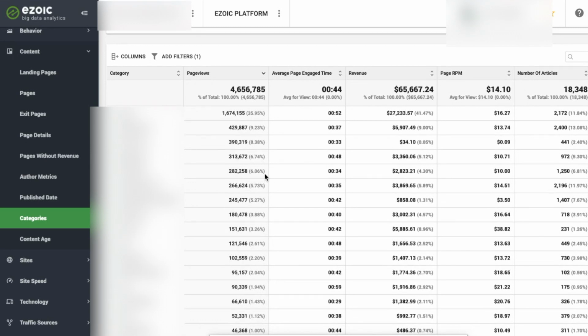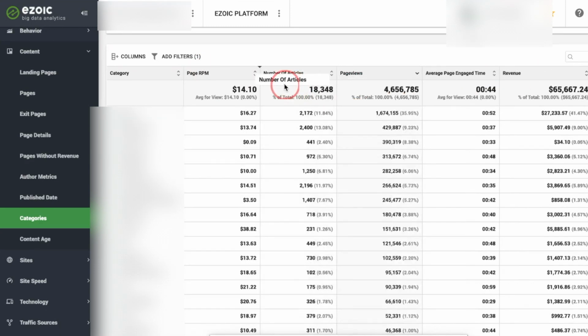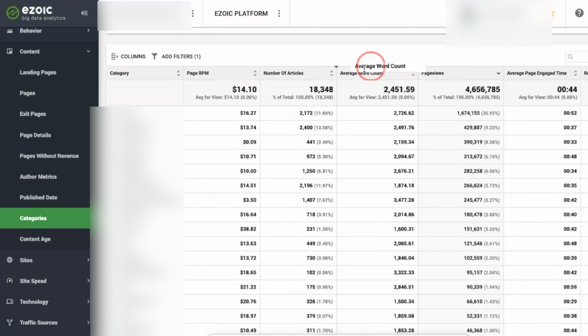So in particular, I'm not all that interested in which categories are getting the most page views. However, I might be really interested in understanding which categories are producing the highest page RPMs. I also might be interested in understanding the number of articles in that particular category, especially if it has a high page RPM, and maybe even the average word count. So what I'm going to do now is pull these columns over so that I can look at those, because those are more relevant to what I want to look at.